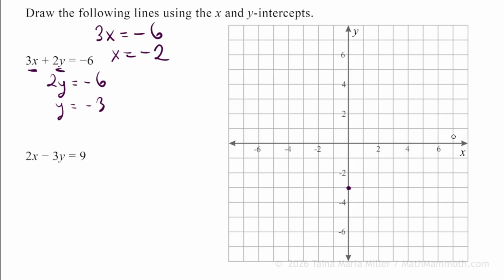So here on the x-axis I go to -2. That's the x-intercept. And now I have 2 points and I can draw the line. It goes like this. And then the next one, try that on your own first.